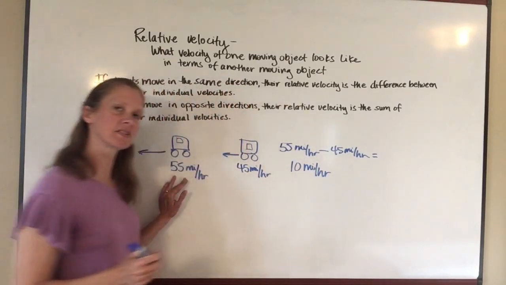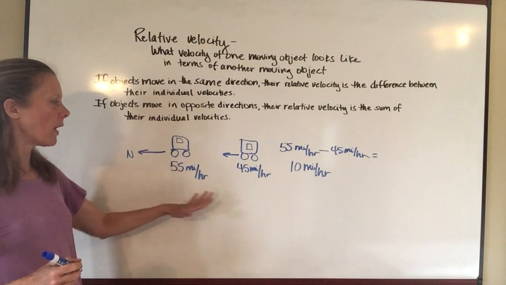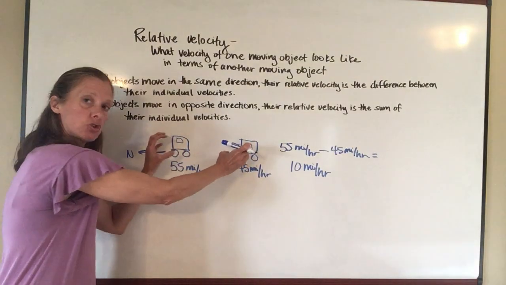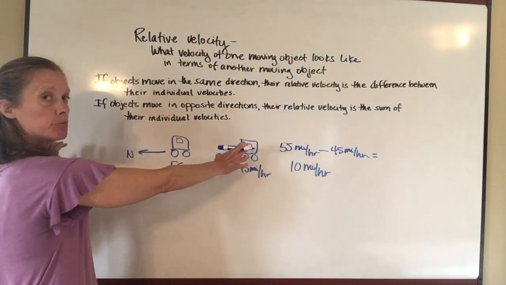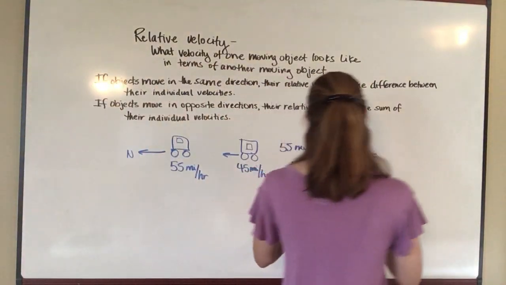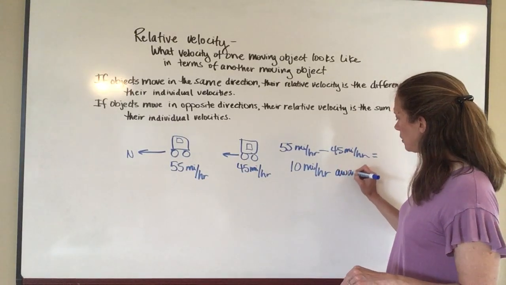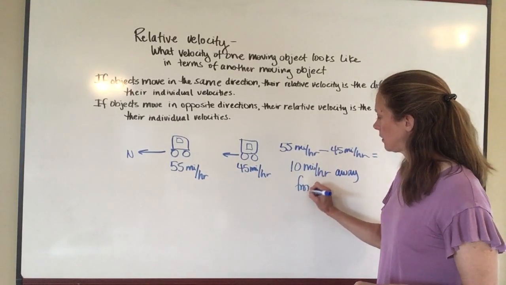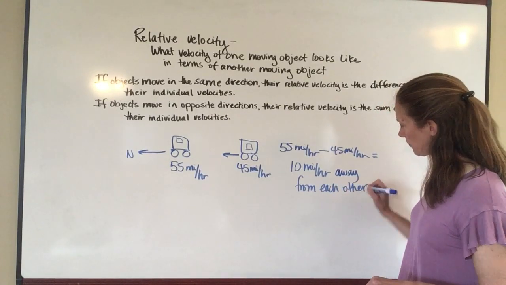But remember, velocity always has to have a direction on it. So what's the direction? Well, in relation of the two cars to each other, they're actually getting further apart because this one's pulling ahead. So the direction here is going to be 10 miles per hour away from each other. Okay?